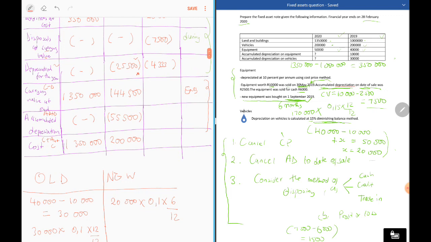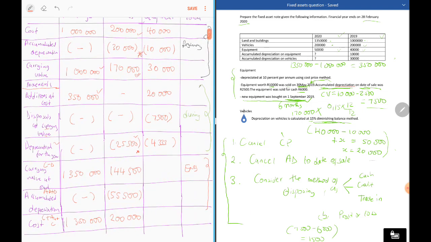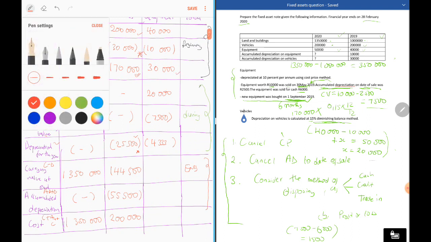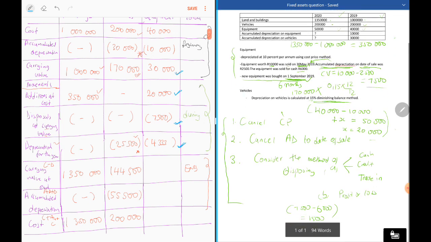Right, 4,333. So the carrying value at end. To get the carrying value at end, what you have to do, you just say carrying value at the beginning. Let me use another color so that you can remember. I'll use blue. You say carrying value at the beginning plus additions at cost, subtract disposals at carrying value, subtract depreciation for the year, right?